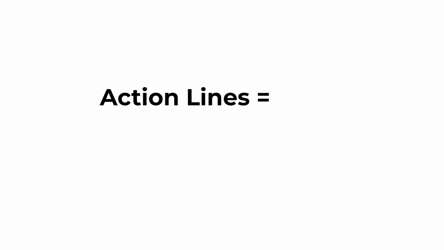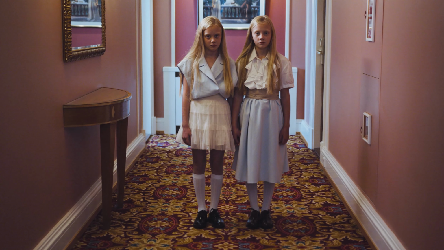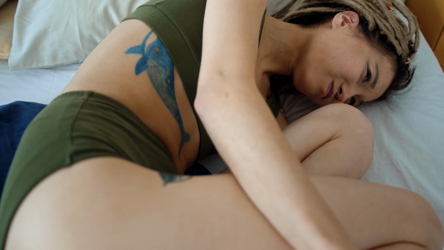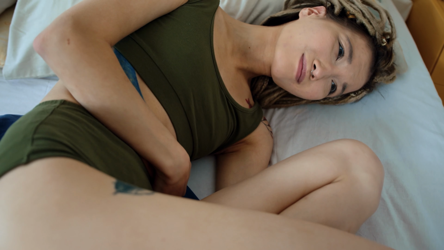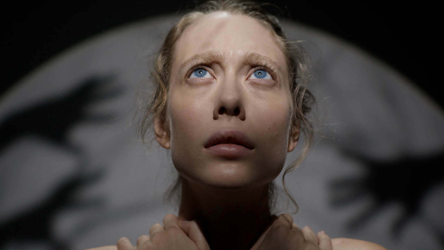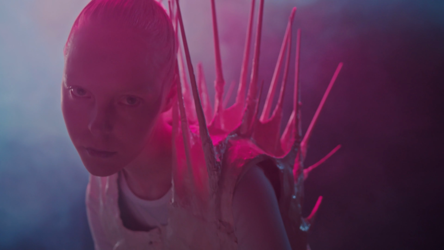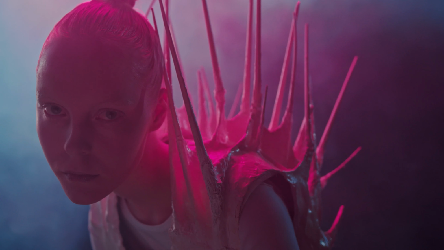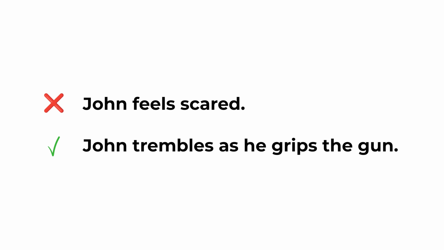Good action lines are short and easy to read, usually 1 to 3 lines at a time. Focus only on what the camera could capture. If we can't see it or hear it, then don't write it. Avoid writing what a character is thinking or feeling unless it's shown through behavior, or of course maybe you have a character that reads minds or something. So instead of saying something like John feels scared, you might write John trembles as he grips the gun.